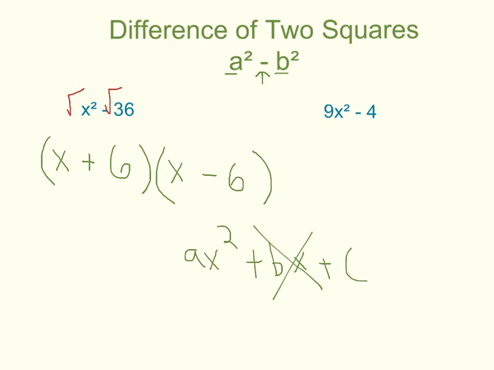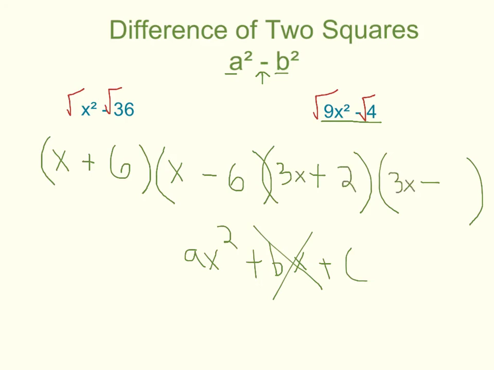And then same thing for the second one. What two binomials, when you multiply them together, gives you 9x squared minus 4? Well, it was always two binomials that are the exact same except one addition and one subtraction. And then to fill in the blanks, we're square rooting. The square root of 9x squared is 3x, so they both start with 3x. And then the square root of 4 is 2, so they both end in 2. 3x plus 2 times 3x minus 2.